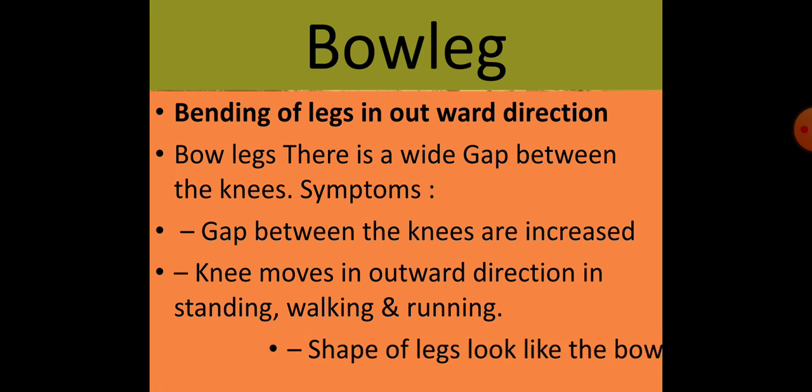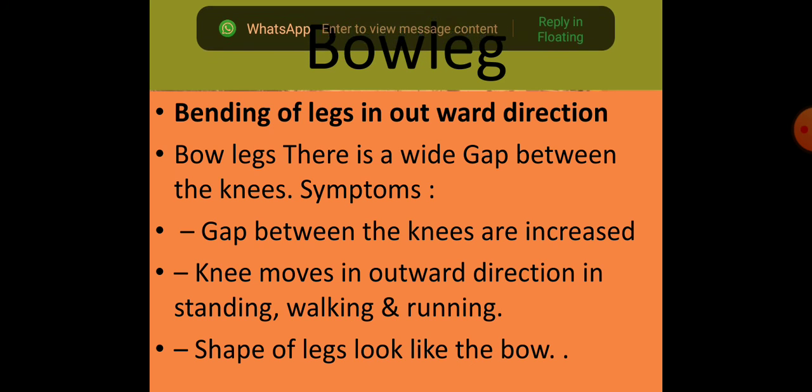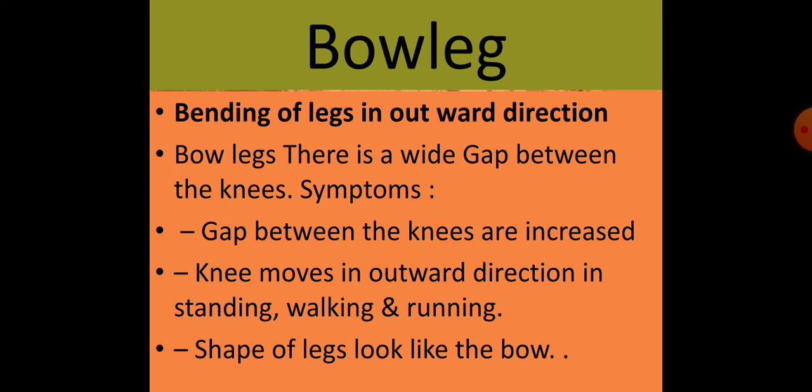And the shape of the leg looks like a bow. So, Bowleg, I think it is clear. Bending of the leg in outward direction, and the gap between the knees increases. The wide gap is there between the knees. Knees move in outward direction in standing, walking, and running. The shape of the leg looks like a bow.